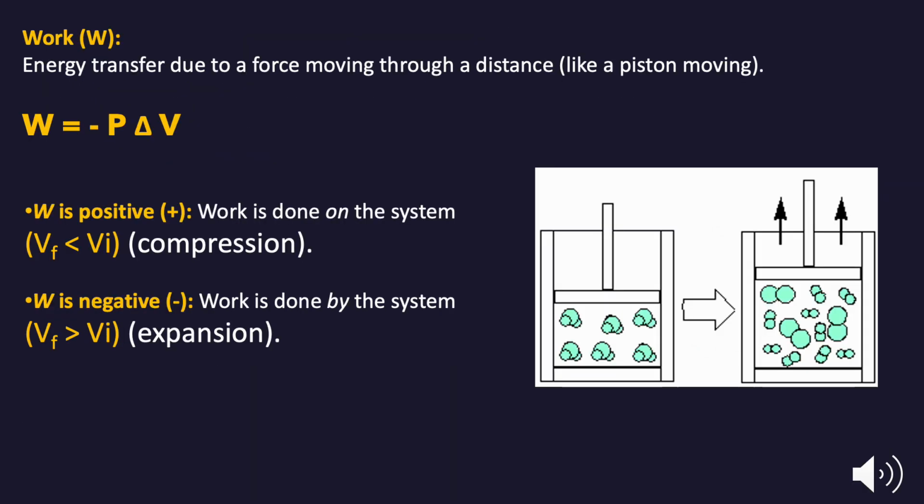Work, W, is energy from organized motion, like a piston pushing gas. The formula is W equals P delta V, where P is pressure and delta V is volume change. Sign convention: positive W means the surroundings do work on your system. Example: compression shrinks volume. Negative W means the system expands, doing work by itself, like a balloon inflating. This matches our delta U equals Q plus W equation.